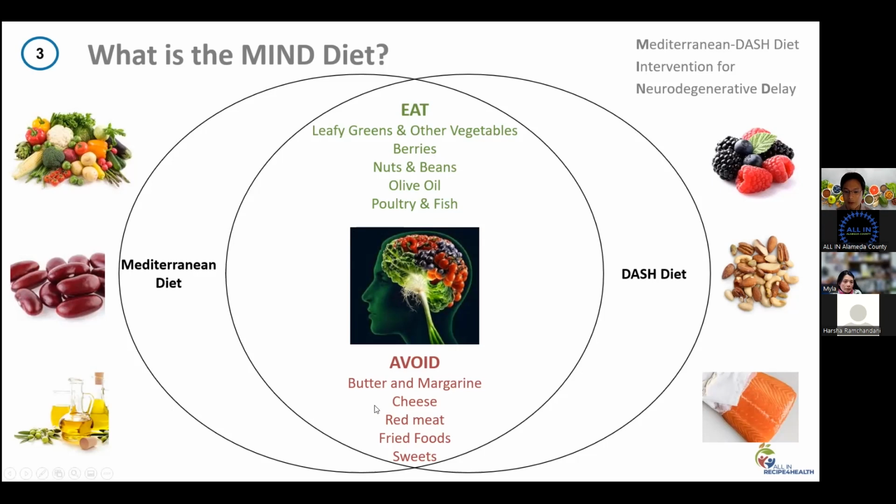Now they take a different approach when it comes to butter and margarine. They're kind of taking more of a low saturated fat approach, less meat, less fried food, certainly less processed fats, and less sweets. So there's some overlap.